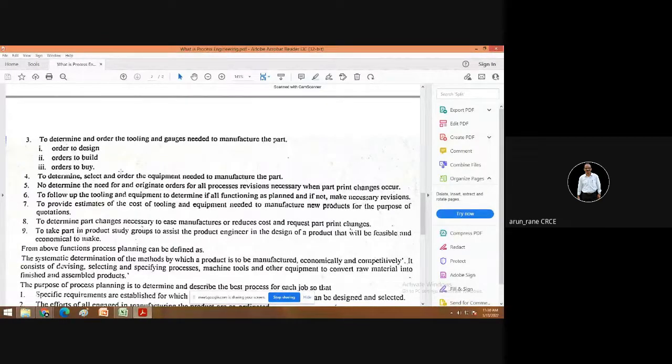What do you understand? It is very clear. Suppose the material of the component is cast iron, then the basic process has to be casting. The basic process also depends on the quantity. Suppose you want to make 1,000 pieces or 10,000 pieces, and the material is cast iron, then the basic process will be casting only.